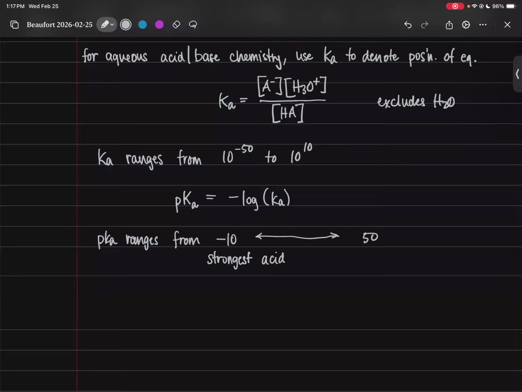And like with pH, lower number means more acidic. So a pKa of minus 10 is a really strong acid, and a pKa of 50 is a very weak acid. These are not absolute ranges. You can have pKa's below minus 10 and above plus 50. But most compounds that we'll work with fall in that range.